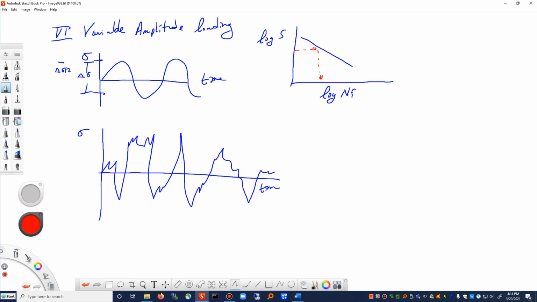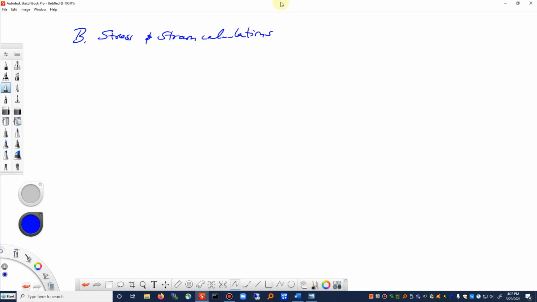Let's make a new slide. We'll make some notes. All right, so we'll kind of take each one of these and talk a little bit about them. So the first one I had listed was stress and strain calculations. So most of our damage parameters will depend significantly on the stress and the strain values. So it's going to be important to have good or reasonable stress and strain calculations.